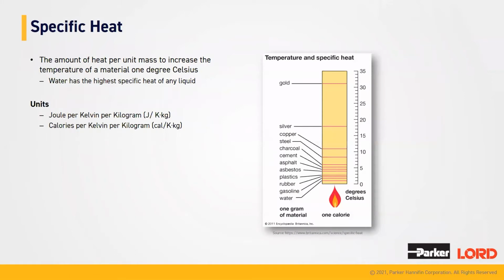Now, the specific heat is the measurement of the amount of heat per unit mass that is needed to increase the temperature of a material 1 degree Celsius. Now, I know that's kind of a tough definition to digest. It's wordy, and it's not really easy to visualize. But a good example of this is with your dishwasher.